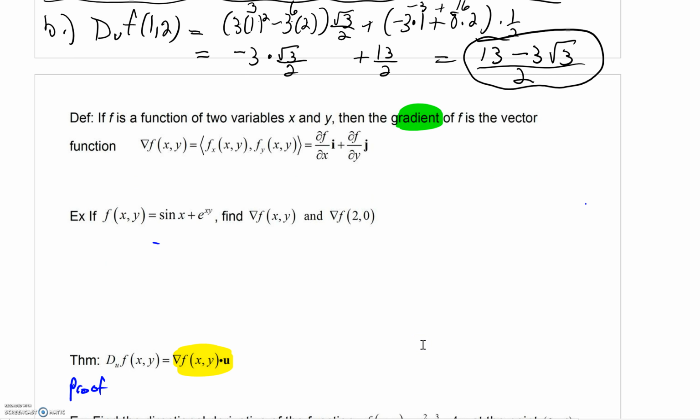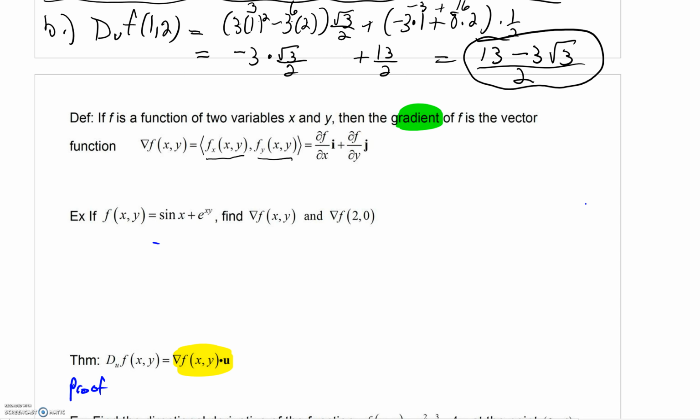You're going to see this symbol so much. That upside down triangle is called the gradient. The gradient of f is actually a vector function. You could call it a vector operation. It's going to turn your function into a vector. The x component is going to be the partial derivative with respect to x. The y component is going to be the partial derivative of f with respect to y. And you could write that in this bracket notation or in terms of vectors i and j.